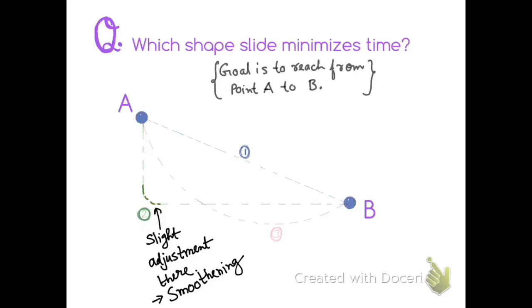The question that was proposed yesterday was which shape slide minimizes time? Remember, time, not the distance. So the answer to that question is curve 3.